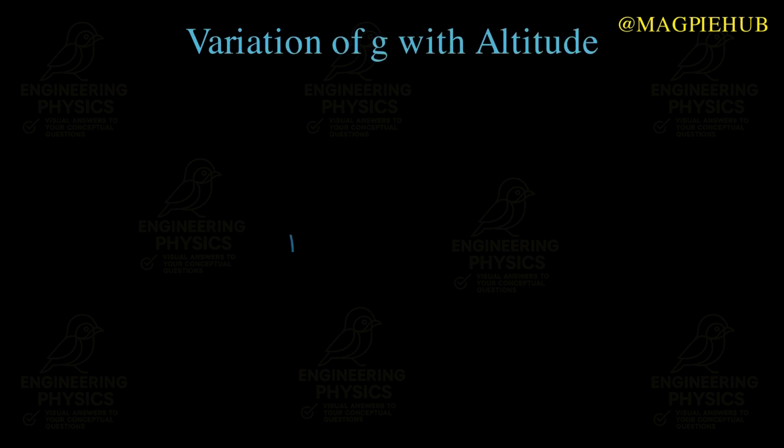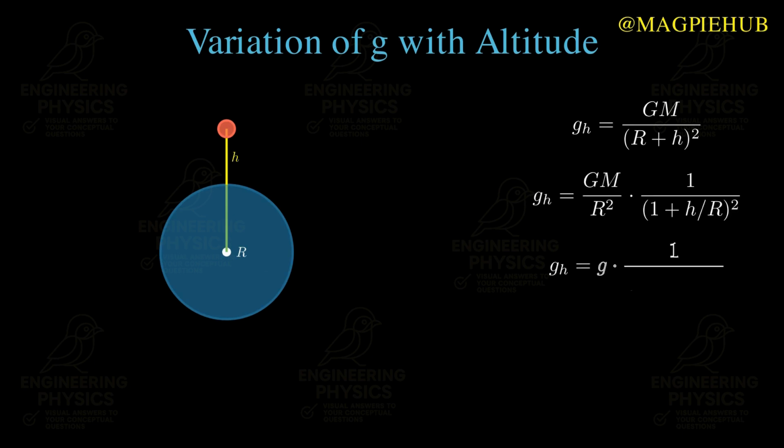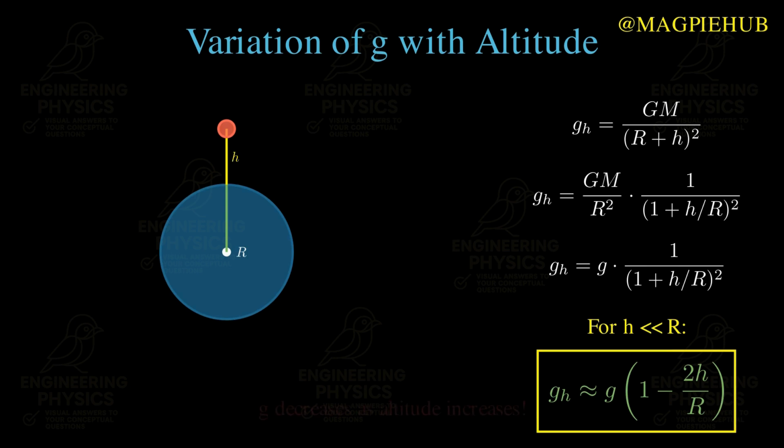At height h above Earth's surface, the distance from center becomes r plus h. So g at height h equals GM divided by (r plus h) whole squared. We can rewrite this as g times 1 divided by (1 plus h by r) whole squared. For small heights where h is much less than r, we use binomial approximation. g at height h approximately equals g into (1 minus 2h by r). Important point: as altitude increases, g decreases. That's why astronauts feel weightless in space stations.